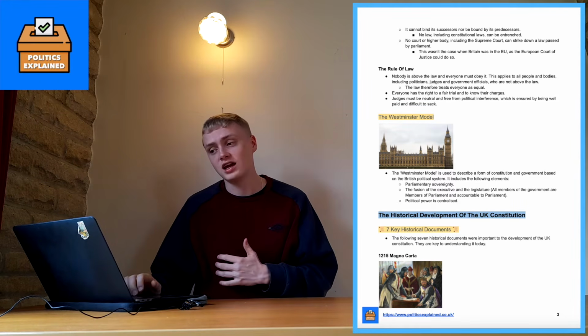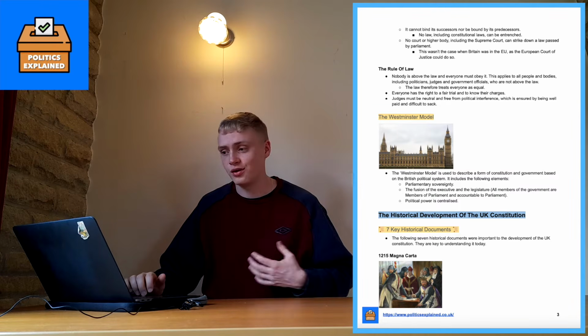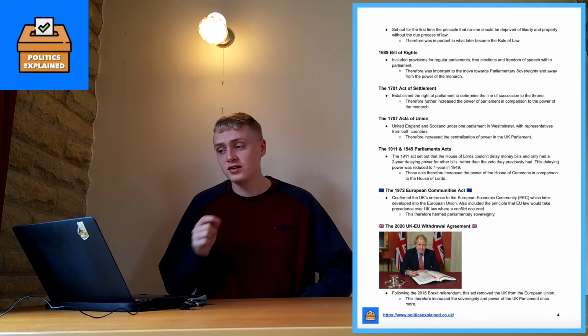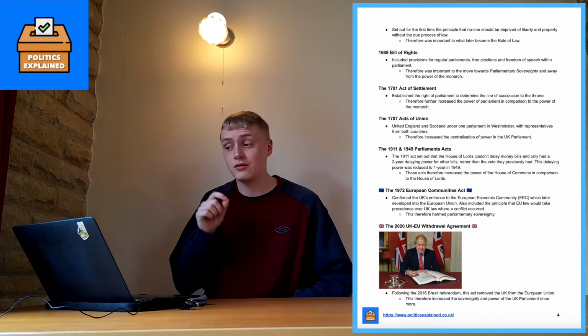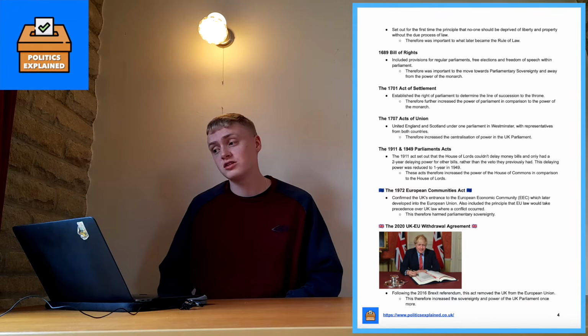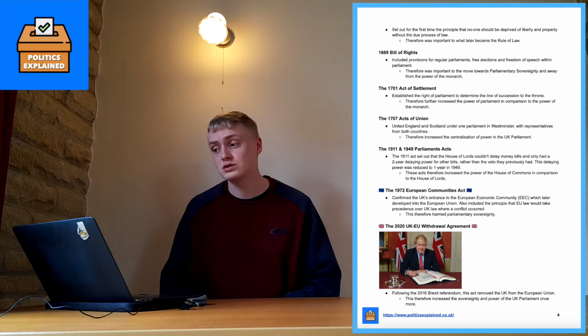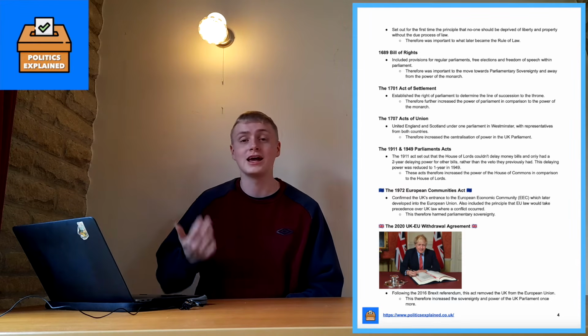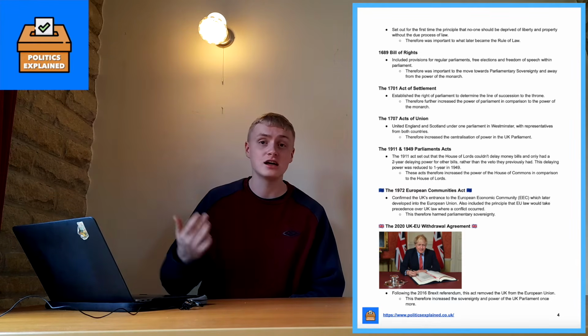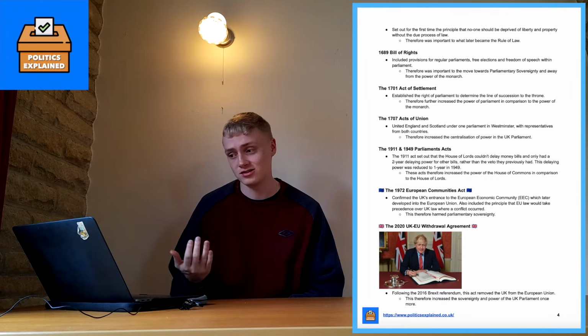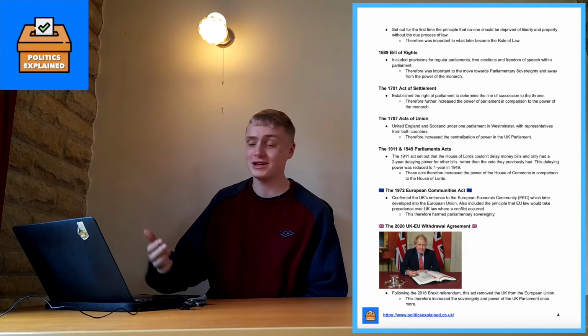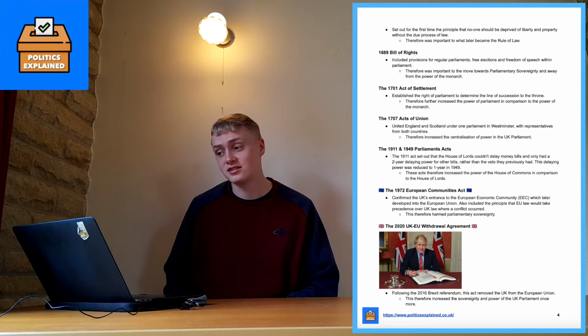The first of those is the Magna Carta, which was passed in 1215, and this set out for the first time the principle that no one should be deprived of liberty and property without the due process of law. And it was therefore important in what later became the rule of law, and was a key development that started that process.